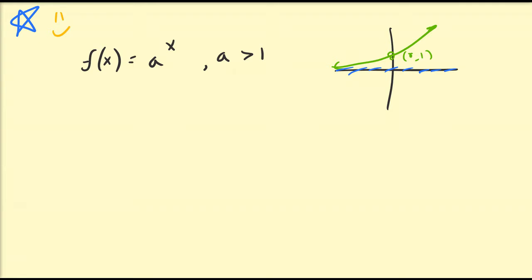So we're going to be focusing on two primary things in this video. We're going to be focusing on the transformations of this basic elementary curve, and we're also going to be looking at a special base of exponential functions known as e, and one of the limits or functions that this constant is related to.